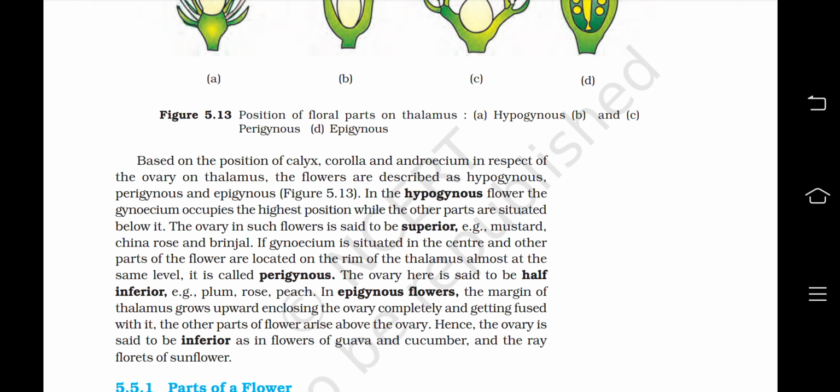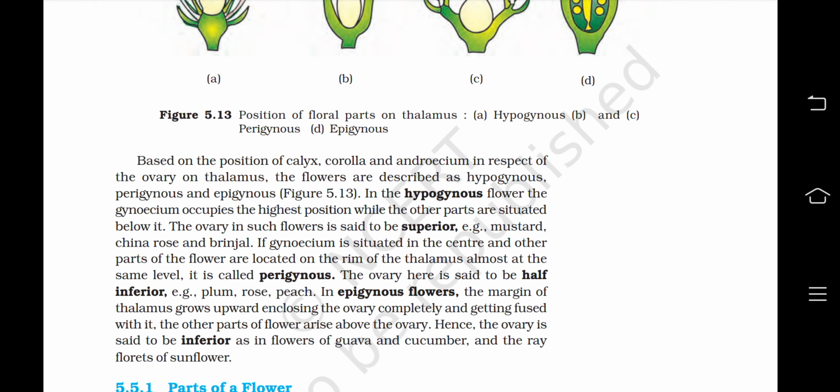In epigynous flowers, the margin of the thalamus grows upward, enclosing the ovary completely and getting fused with it. The other parts of the flower arise above the ovary. Hence, the ovary is said to be inferior, as in flowers of guava and cucumber, and the ray florets of sunflower.